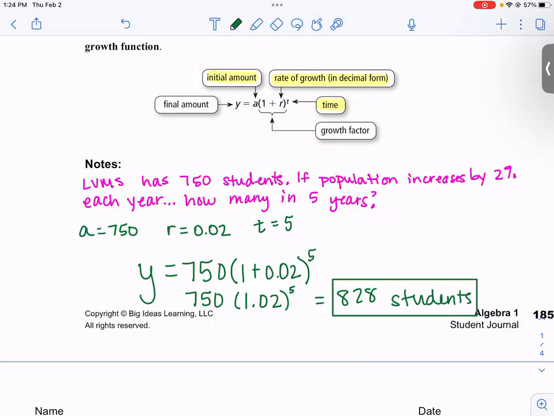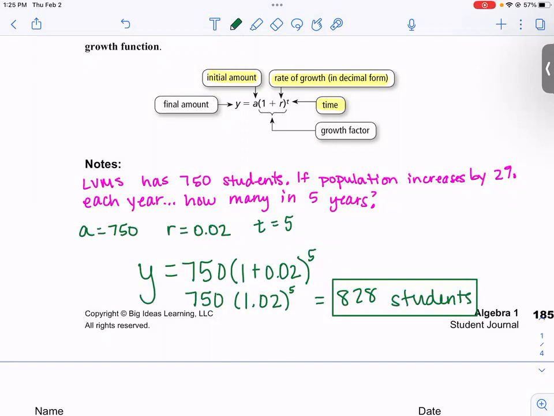Oh, let's talk about order of operations. We have to take care of our exponent first. So 1.02 to the 5th power. Then we can multiply that number by 750. Is there also parentheses first? So inside, that's why we did this first. Okay, parentheses, then exponents, then we can do all that.